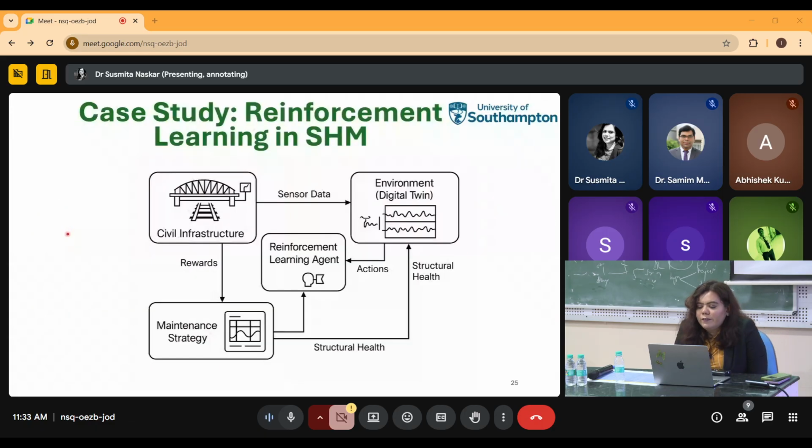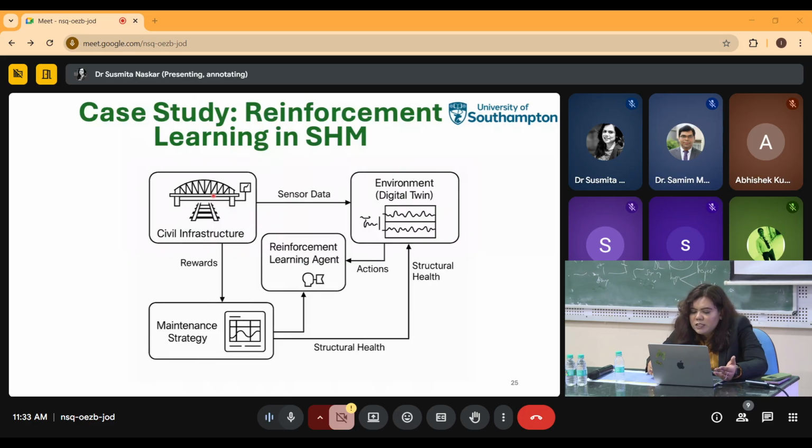So again, if you look into a similar case study here, you can see that using reinforcement learning, we try to create intelligent data-driven maintenance. Let's imagine any kind of civil infrastructure. We have the physical infrastructure, right? You can take a bridge, tunnel, whatever you want, which is instrumented with sensors. These sensors will continuously send structural data like vibration, strain, displacement, whatever works for you, okay?